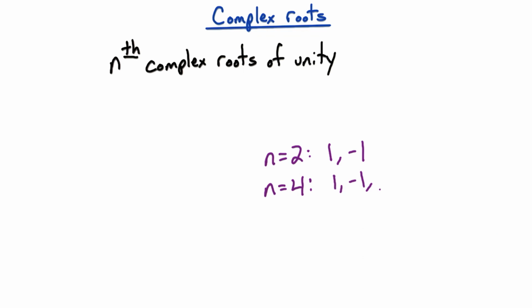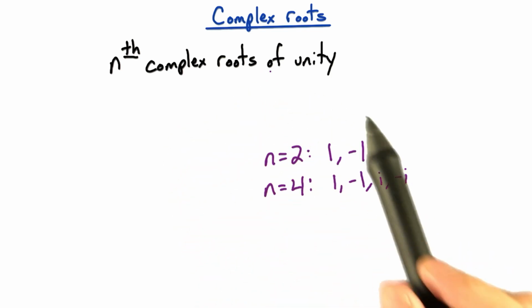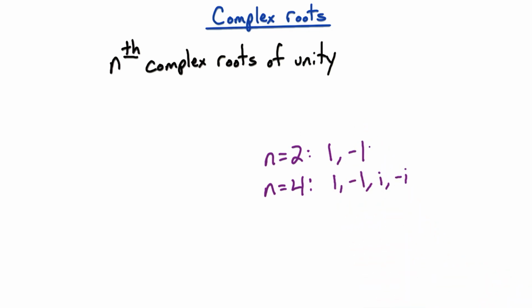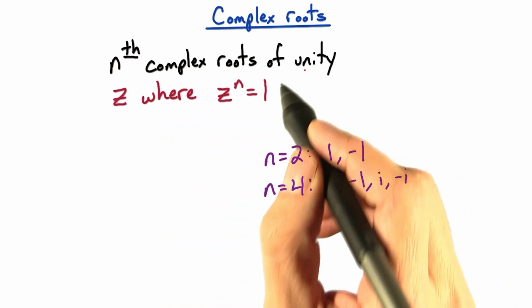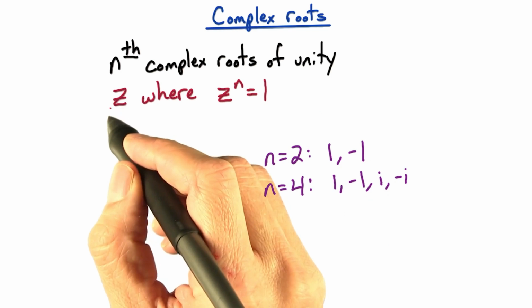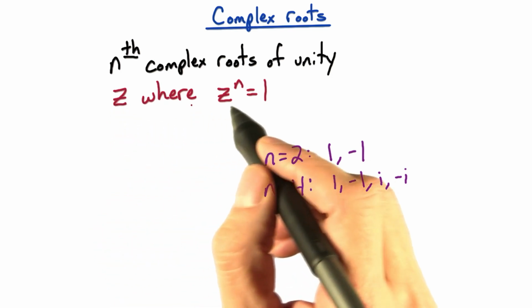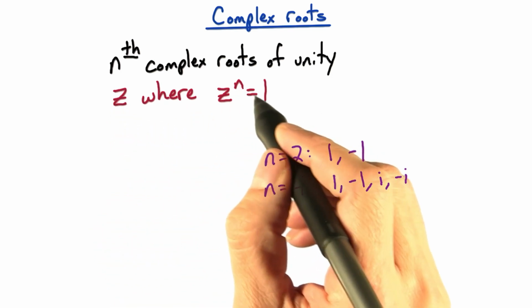But if we look at complex numbers, we have more considerations. Notice that i and negative i, if we raise them to the fourth power, we also get 1. So the nth roots of unity for real numbers are just 1 and negative 1. But if we look at complex numbers, then there's much more to consider. In general, the nth complex roots of unity are defined as those complex numbers z where, when we raise z to the nth power, we get 1.